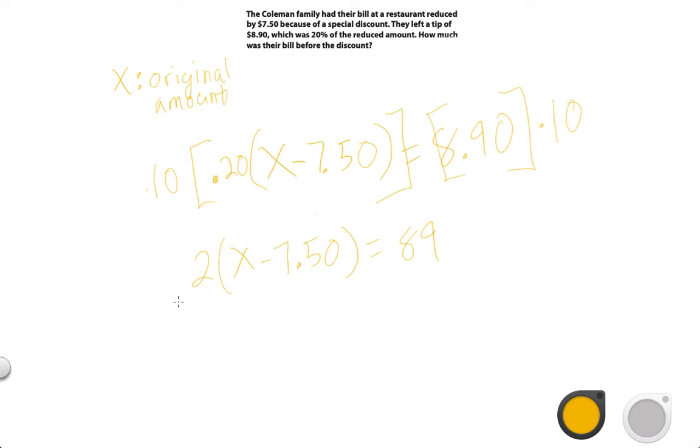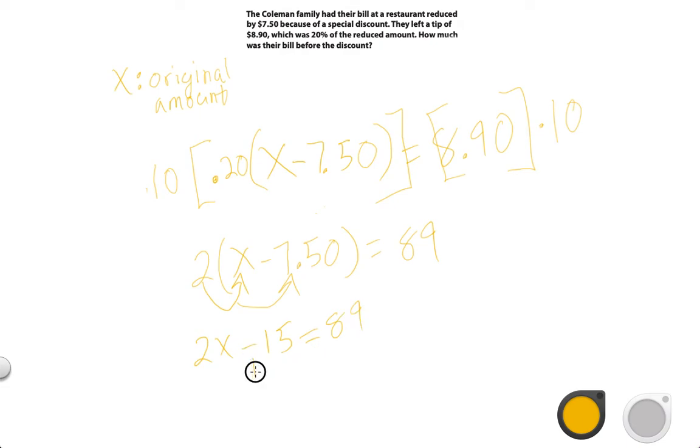Okay, so that's what we ended up with. And now we could do one of two things. We could divide both sides by 2, and that would then take away our parentheses. But we want to practice distributing, so we're going to distribute this 2 through the parentheses. So 2 times x gives me 2x. 2 times negative 75 is negative 150, and that is equal to 89.